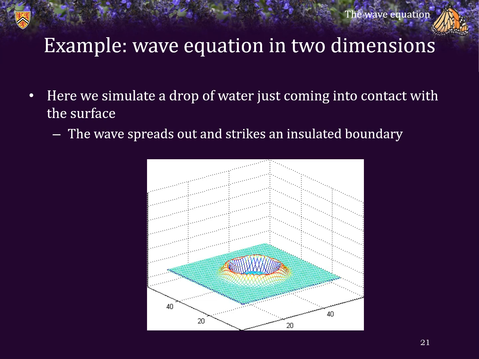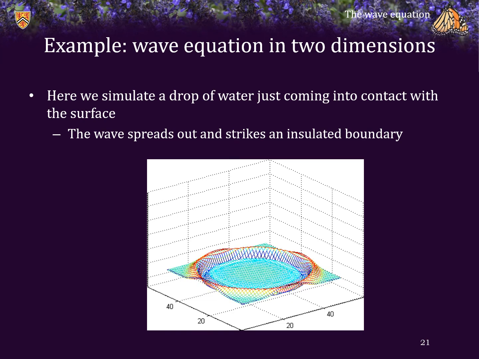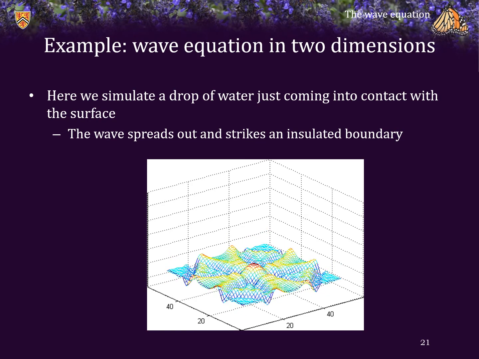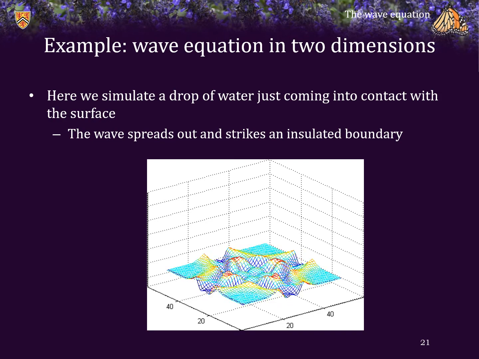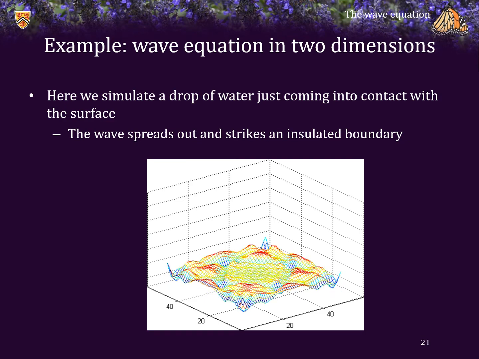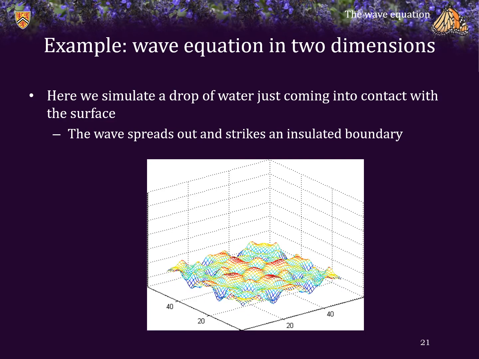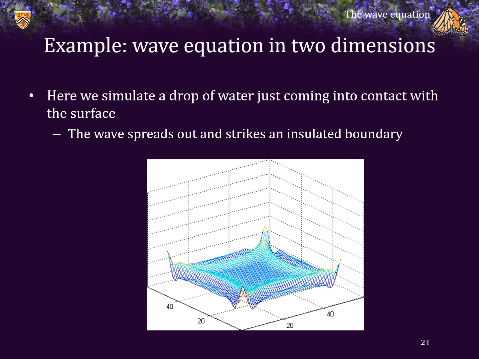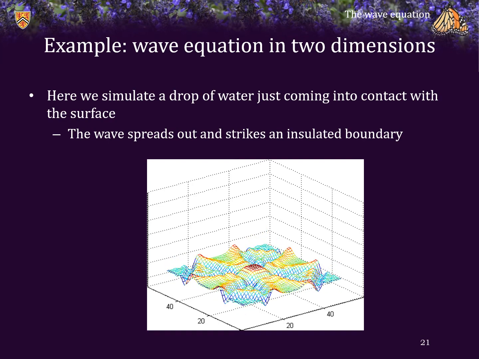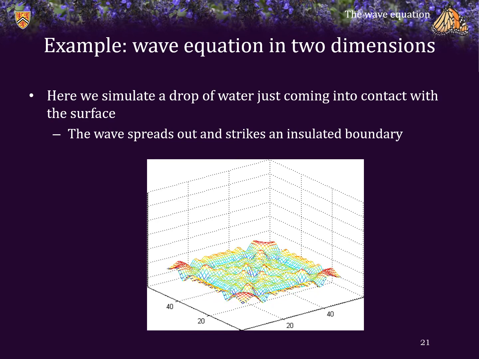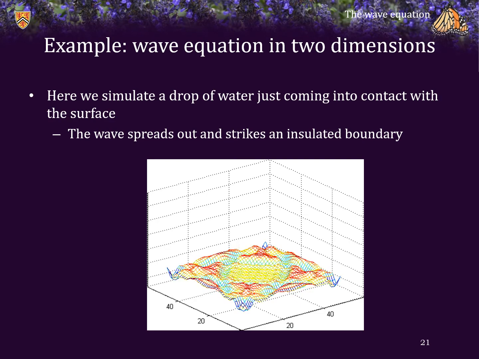So here we're simulating having a drop of water just coming into contact with the surface of water in a square region where the walls are, of course, insulated. As you can see, initially the wave goes out and strikes the walls and bounces off, as one would expect. Of course, because the wave is striking off the wall at different points, it becomes a little chaotic after a while. You can still see the symmetries in the water waves, but it's not very pleasing.